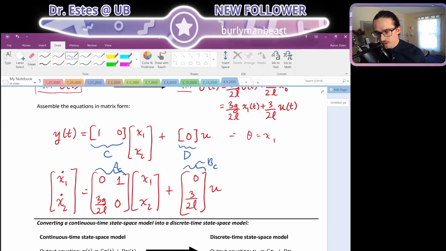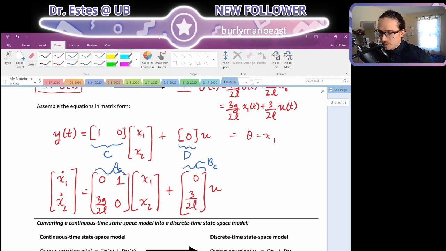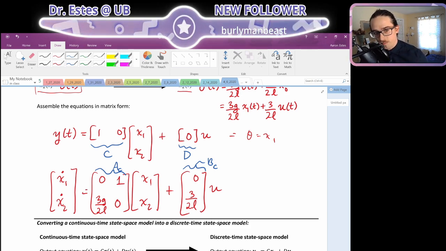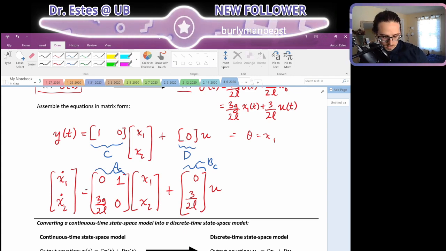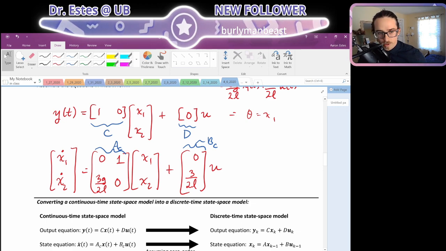If you want to convert a continuous model into a discrete time model, in my opinion, this is always the first step. Convert your continuous time model into state space form by making these matrices. So now, let's talk about converting this to discrete time.